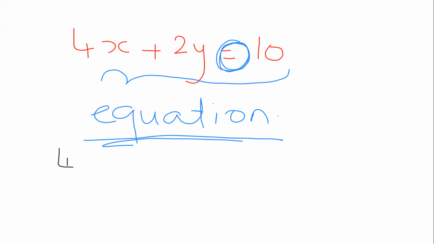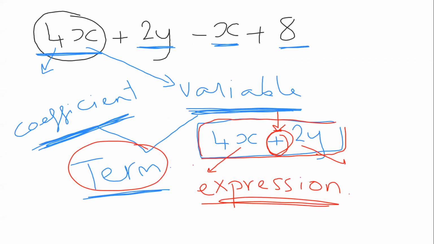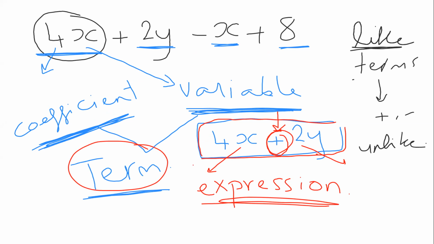Let's go to our example. It was 4x plus 2y minus x plus 8. We have something called like terms, which could be added or subtracted together. Unlike terms could not be added or subtracted. But what are like terms and what makes a term alike? The variable. This is x and this is x, so these are like terms. I don't care about the number at all. 4x and 2y are unlike terms.